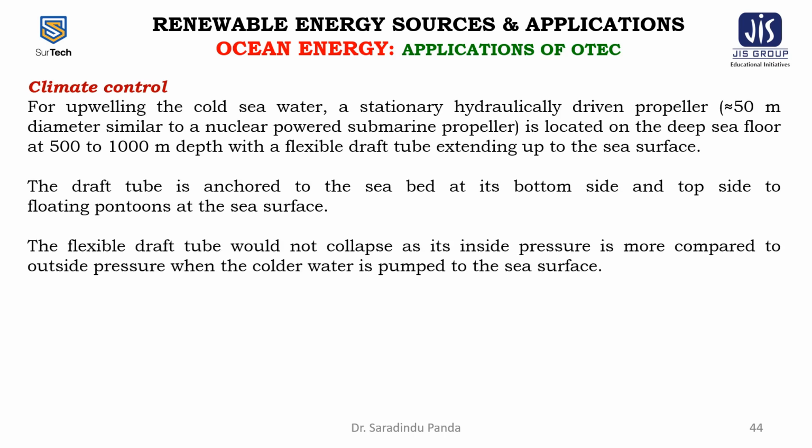For upwelling the cold sea water, a stationary hydraulically driven propeller is located on the deep sea floor at 500 to 1000 meter depth with a flexible draft tube extending up to the sea surface. The draft tube is anchored to the sea bed at its bottom side and to floating pontoons at the sea surface at its top side. The flexible draft tube would not collapse, as its inside pressure is more compared to the outside pressure when the colder water is pumped to the sea surface.